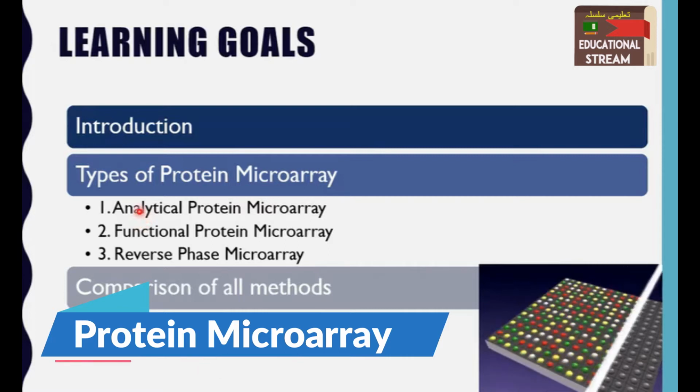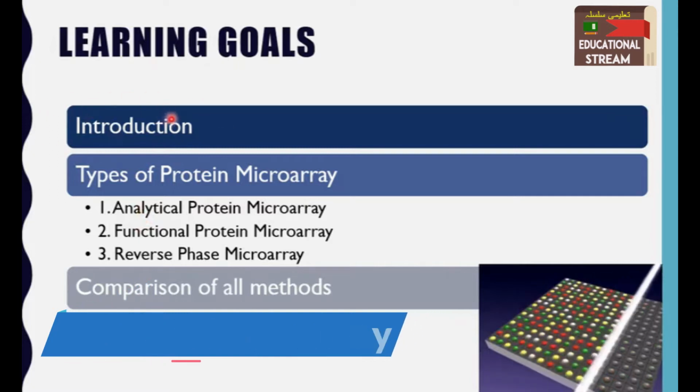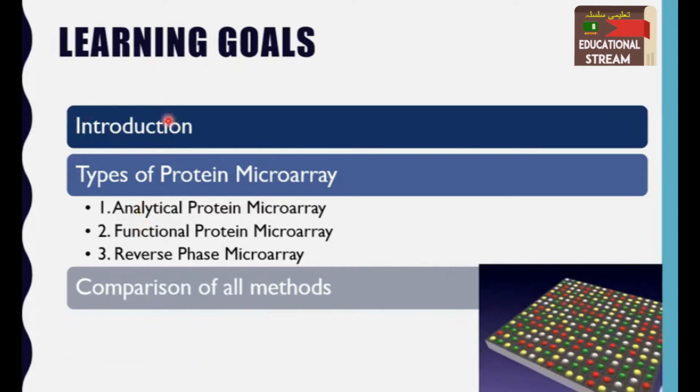Learning objectives or learning goals for this lecture are: we will see first the introduction of protein microarrays, that if there was the DNA microarray, what was the need to discover or use protein microarray. Then, depending upon the applications of the protein microarray, they are divided into three main types, which are analytical protein microarrays, functional protein microarray, and reverse phase microarray. We will study all these three types of protein microarray, and then we will also do the comparison.